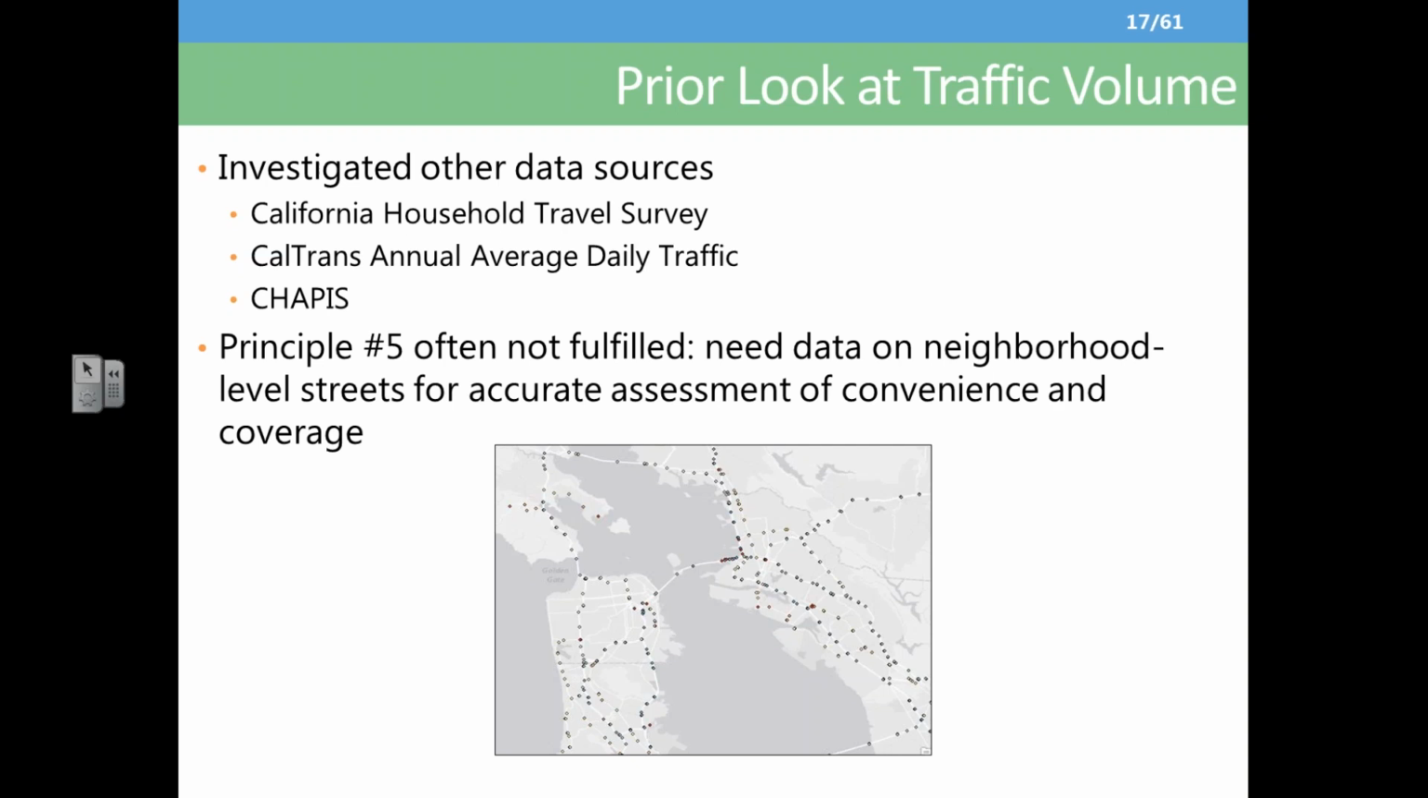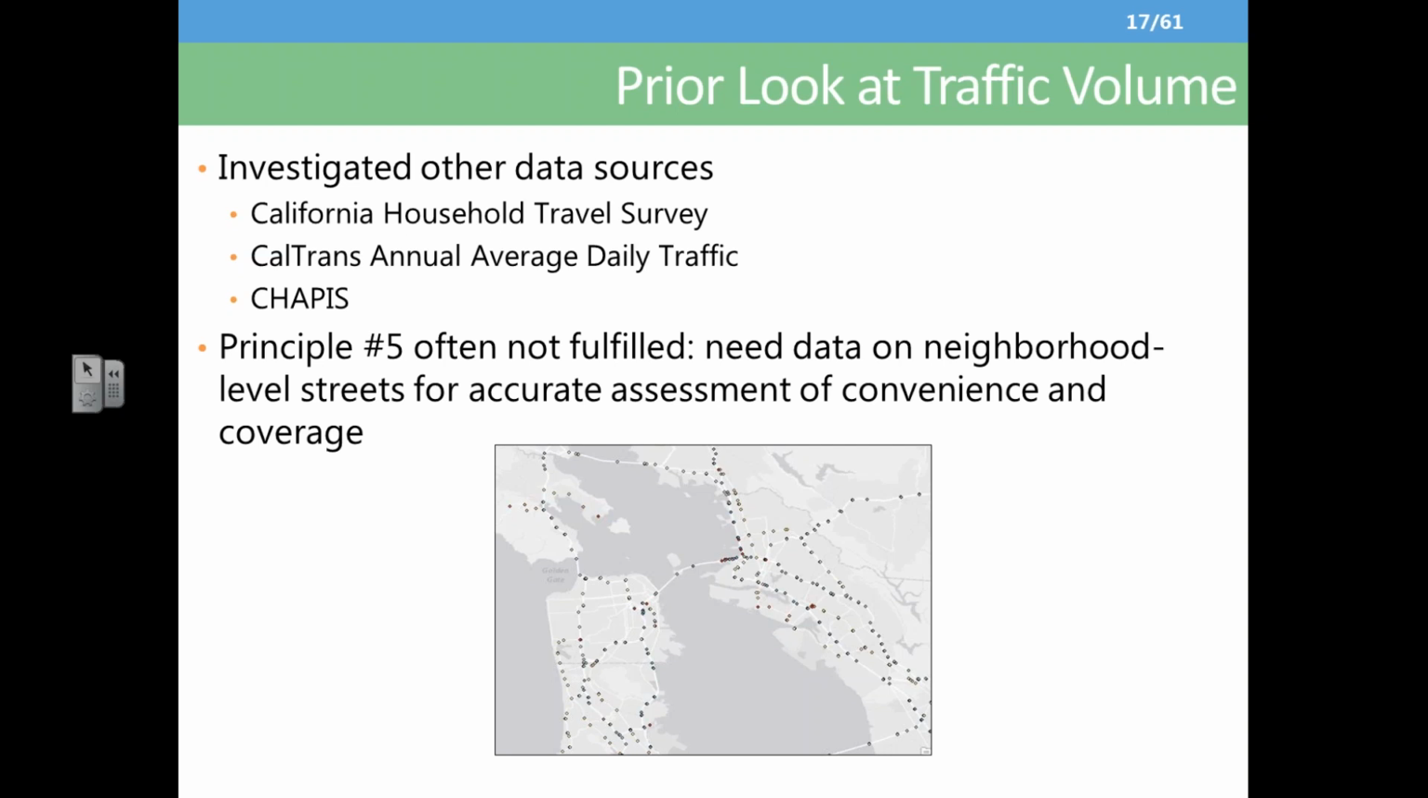We did also investigate other data sources like the California Household Travel Survey, CalTrans Annual Average Daily Traffic, or CHAPIS, and usually the problem with these was that Principle 5 was not fulfilled. We didn't have really accurate, finely detailed information, right? So what we're showing in this map is I think the CalTrans Annual Average Daily Traffic data points in the Bay Area.